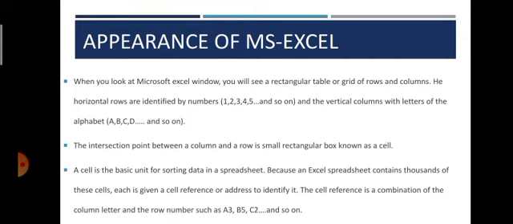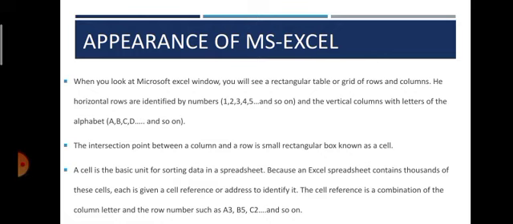Because an Excel spreadsheet contains thousands of these cells, each is given a cell reference or address to identify it. The cell reference is a combination of the column letter and the row number, such as A3, B5, C2, and so on. What is a cell? A cell is the basic unit for storing data in a spreadsheet. That means in that cell you can store the data. So this part is known as a cell.